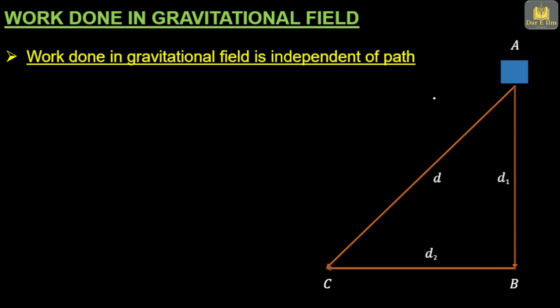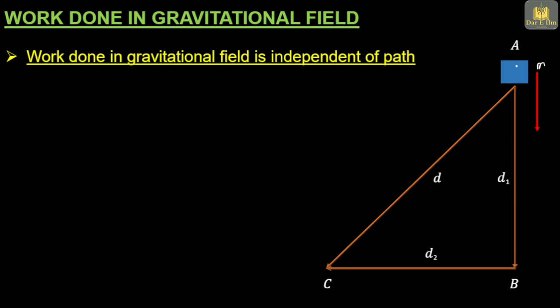In this lecture, we will prove this property of the conservative field. Here you can see a diagram of a right-angled triangle with points A, B and C. An object of mass m is placed at point A and its weight is acting vertically downward. There are three different paths for the object to reach from A to C.